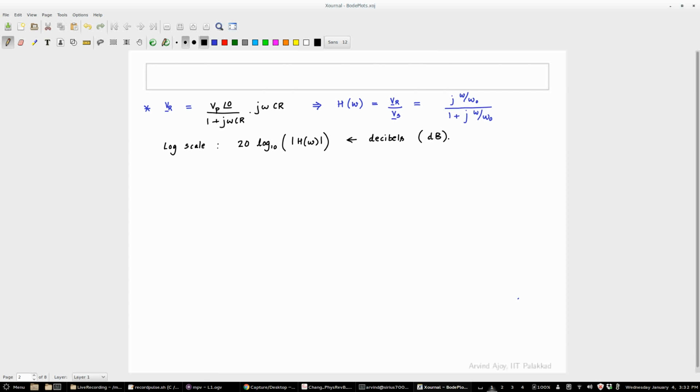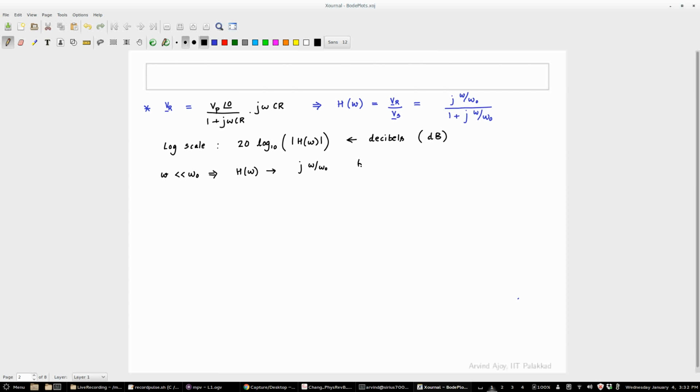Why do you have 20 here? Well, the 20 comes from the fact that you have a voltage in this. Now, the H of omega here is a ratio of voltages. Power in itself goes as V squared, and so when you have the 20, you're effectively measuring a ratio of powers. So if I were to plot the magnitude of H of omega in decibels, I can take two limits.